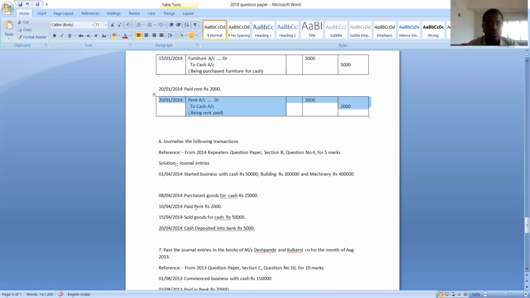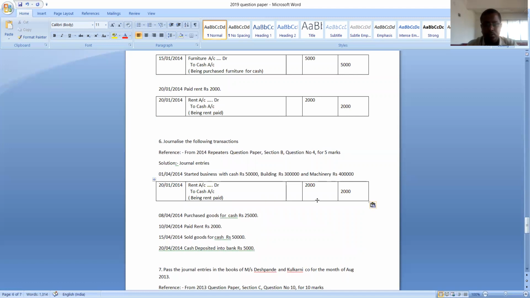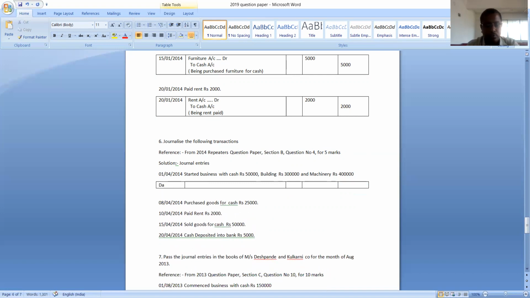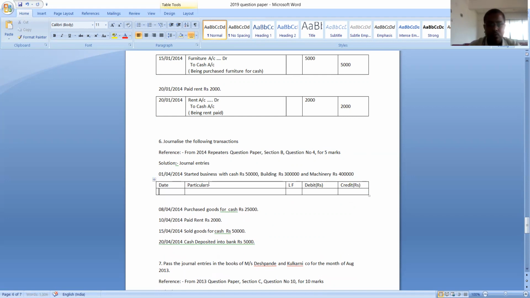As we all know, 5 columns will come. How many columns will come? 5 columns will come. The first column is meant for recording the date of the transaction. Second column is meant for particulars. Third column is meant for ledger folio. Fourth column is meant for debit, in bracket rupees. Fifth column is meant for credit, in bracket rupees. Okay, so like this 5 columns will come.